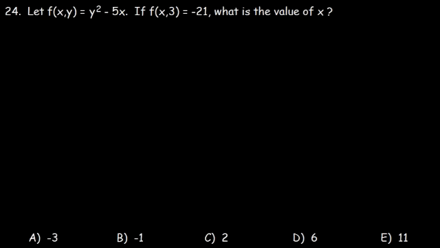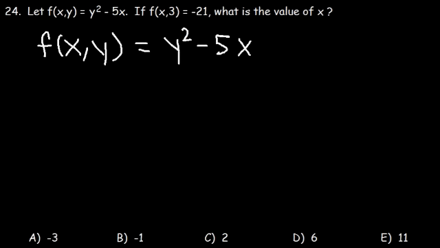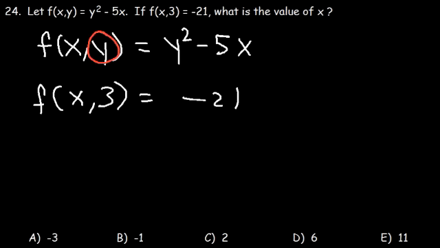24. Let f of x comma y be equal to y squared minus 5x. So if f of x comma 3 is equivalent to negative 21, what is the value of x? So we have a function that contains two variables, x and y. And so this is equal to y squared minus 5x. And now we know that f of x comma 3 is equal to negative 21. So notice that the value of y is equivalent to 3.